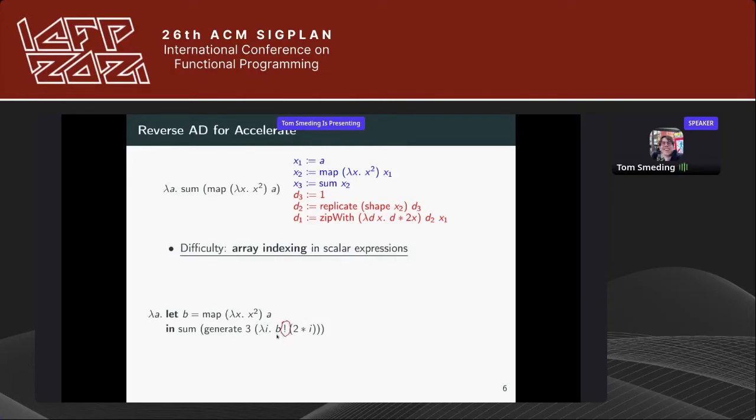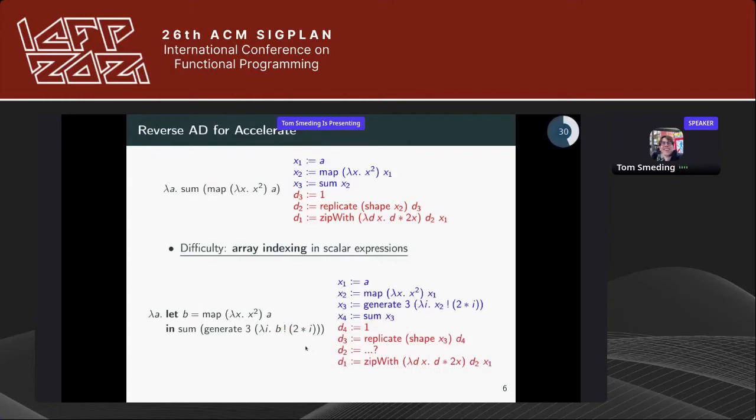This syntax means take the array B and index it at the index, in this case, 2 times I. So if you differentiate this, exactly the same way as we did here, you might end up with something like this, where you compute the primal values. Let's just explicitly add some node IDs. So we can compute the 4 intermediate values of the primal computation, and then we can compute the adjoint values, the partial derivatives of those.